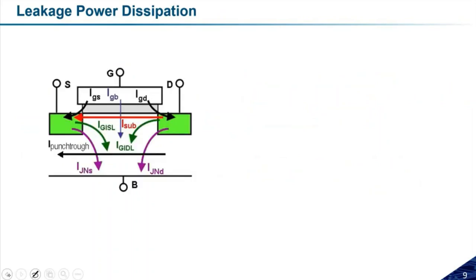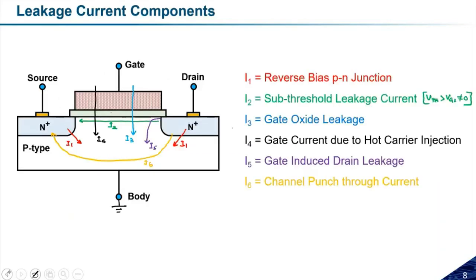If we go into more detail of this structure, like in the previous structure, we just saw the six short channel effects: reverse bias PN junction, subthreshold leakage current, gate oxide gate current due to hot carrier, gate induced drain leakage current, and channel punch through current. If we combine all these components, the overall power dissipation through the transistor we call the leakage power dissipation. The leakage power dissipation increases with technology scaling down. So if I'm scaling down the technology, the leakage power dissipation increases.